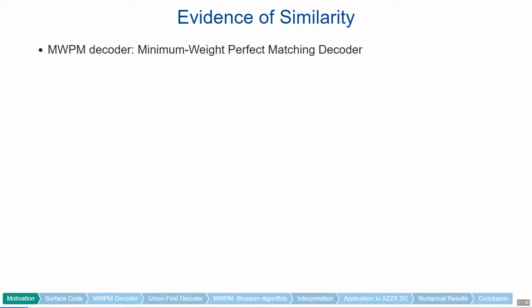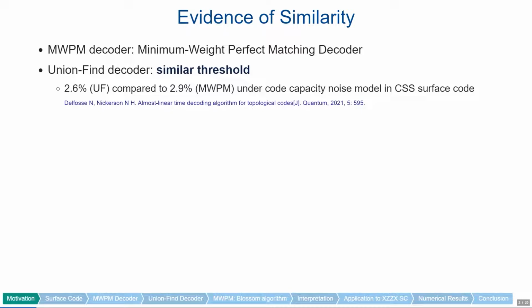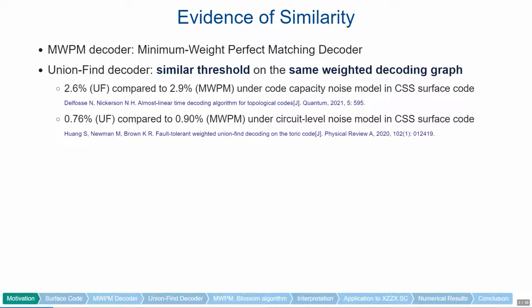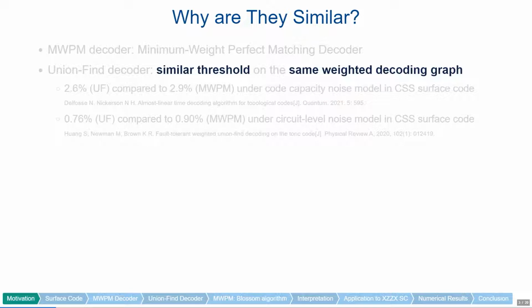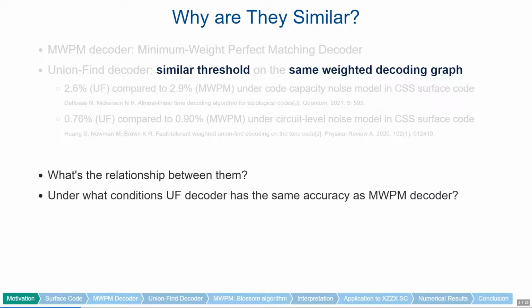Minimum weight perfect matching decoder, or MWPM decoder, is a popular decoder for surface code with high accuracy and relatively low time complexity. Several works have shown that the unified decoder has similar threshold with MWPM decoder, and more interestingly, they can use the same weighted decoding graph. This is uncommon because the unified decoder was proposed in a way that has nothing to do with minimum weight perfect matching. So one would ask, what is the underlying relationship between them? And also, under what conditions does the unified decoder have the exact same accuracy as the MWPM decoder?